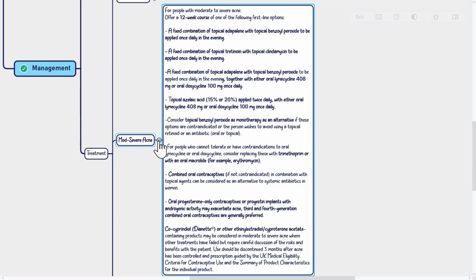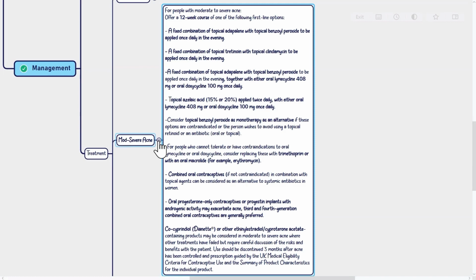Consider topical benzoyl peroxide as monotherapy as an alternative if these options are contraindicated or the person wishes to avoid using a topical retinoid or an antibiotic, oral or topical. For people who cannot tolerate or have contraindications to oral lymecycline or oral doxycycline, consider replacing these with trimethoprim or with an oral macrolide, for example, erythromycin.